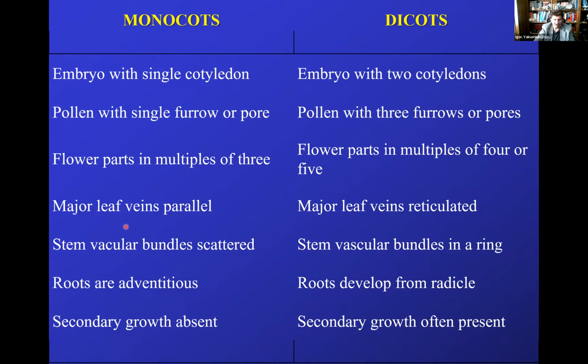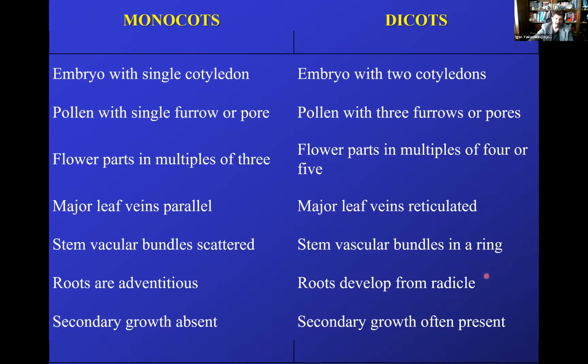If you have leaves, you can see if the veins are parallel. Most likely, then it would be a monocot. If the major leaf veins are reticulated, we'll talk about that separately, then most likely it's a dicot. Then you can cross-section the stem and look at the bundles. If the vascular bundles are scattered throughout the stem, that would be a monocot.